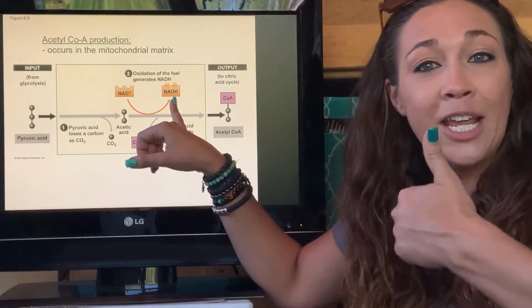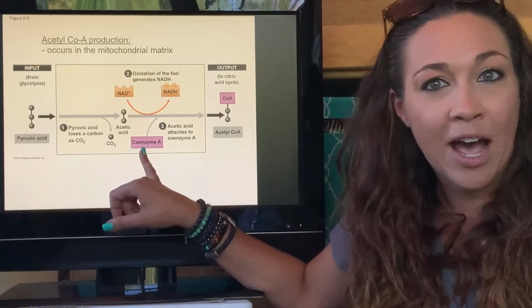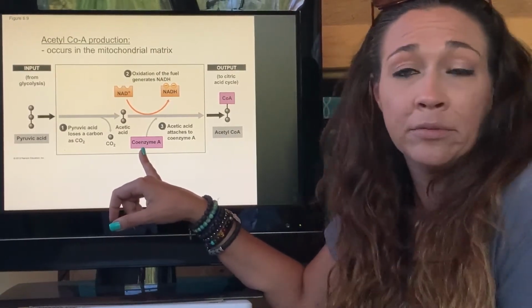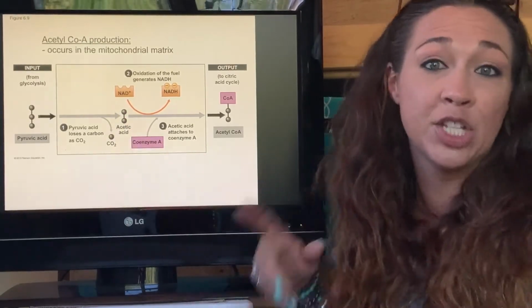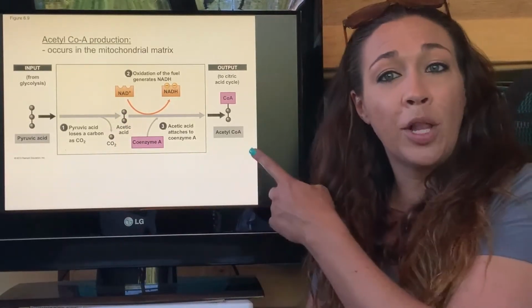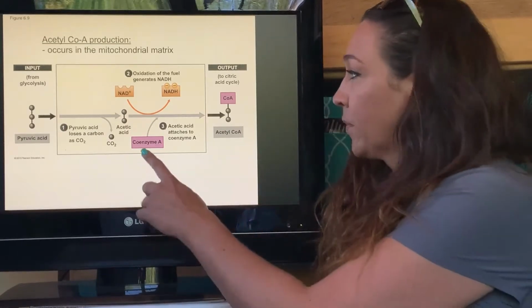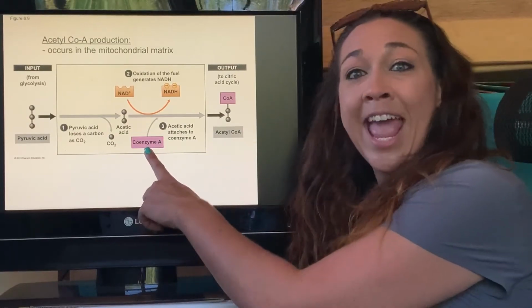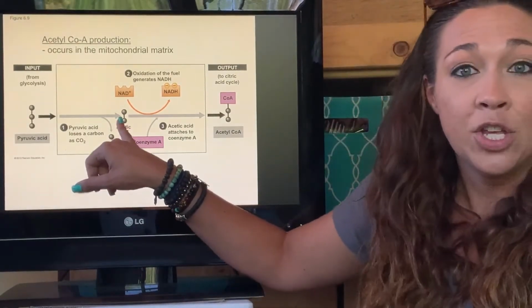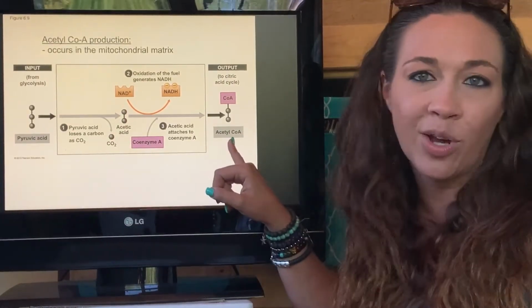so we have more NADH now produced. And we add this enzyme called coenzyme A. It's just an enzyme, don't worry about it. It's going to pick up this little acetic acid and take it where it needs to go. That's why the molecule in the end is called acetyl-CoA, because it has the coenzyme A and the acetic acid. So acetic acid plus coenzyme A gives you acetyl-CoA.